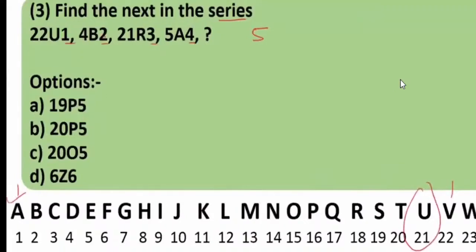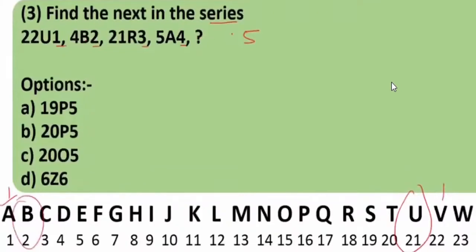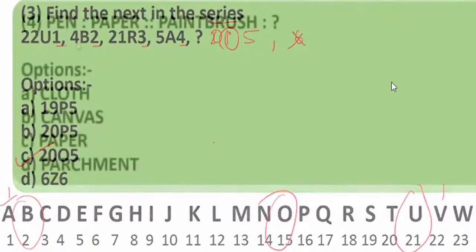So what will you have? 4 minus 2 is 2 and B is nothing but 2. So what will you have? Here you have 5. Here again 22, 4, 21, 5, up down. So there might be two series, 22, 21 and next will be 20, 4, 5 and next will be 6 over here. This is the next one. So 20 minus 5 is 15, 15 is nothing but O. Answer is 20O5. Moving on.